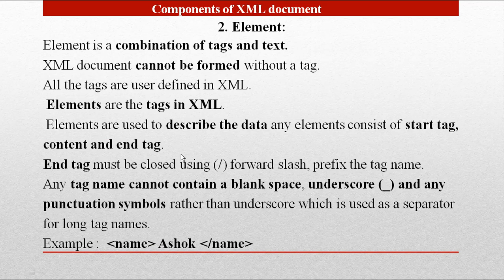End tags are closed with a slash, that is, a / prefixed to the tag name. Any tag name cannot contain a blank space or any punctuation symbol other than the underscore, which is used as a separator for a long tag name. A simple example: name. There is no space in name, and similarly there is a slash name, which is the ending tag. It is an opening tag and a closing tag, and there is no blank space in the tag name.